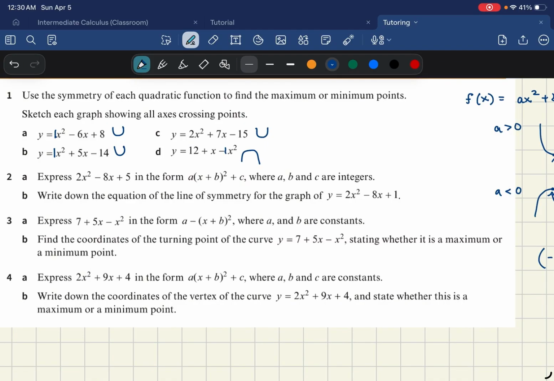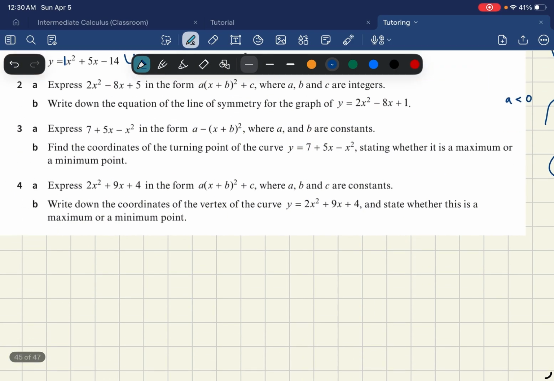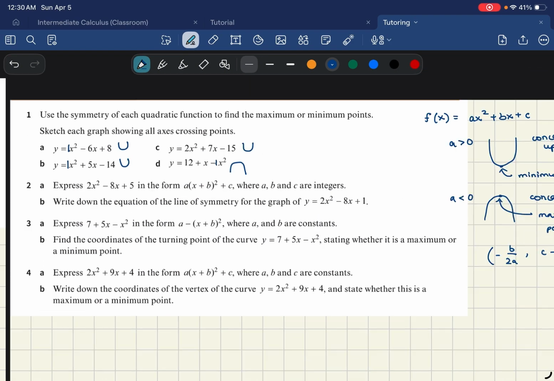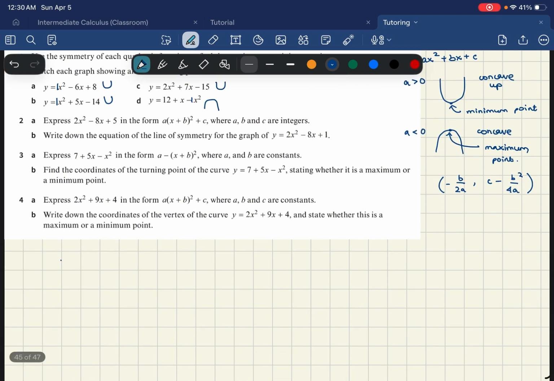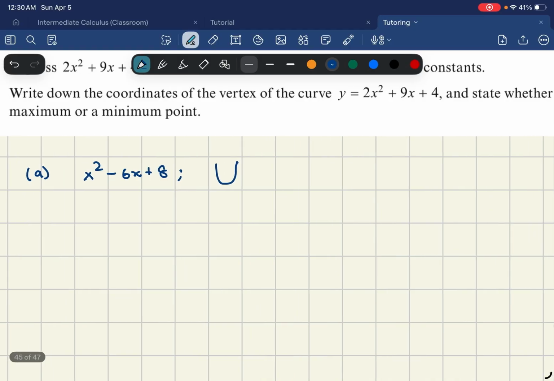So now, let's see. For part A, we won't do all the questions, we'll do whatever we can. So 1a is x squared minus 6x plus 8. As we have discussed, it's going to be concave up because the coefficient of x squared is 1, which is positive.